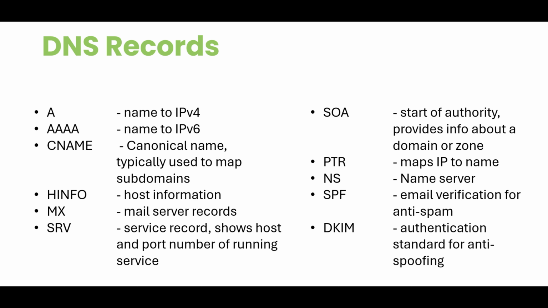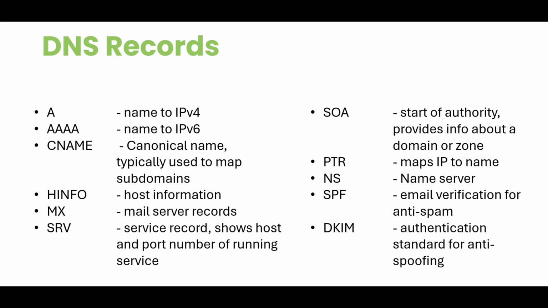We've got start of authority records. This provides information about the domain. It provides information about the primary server. And we've got things like pointer records, which are the exact opposite of A records. They map an IP to a name instead of a name to an IP. What we're going to be looking at is name servers.